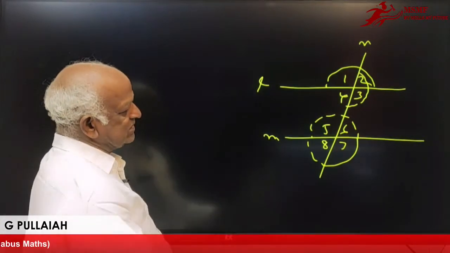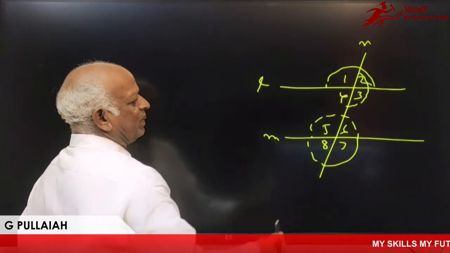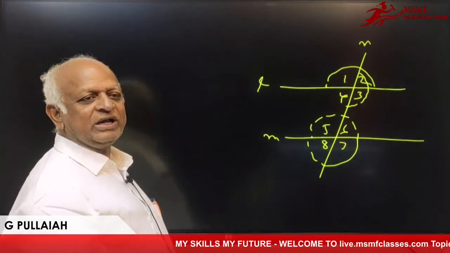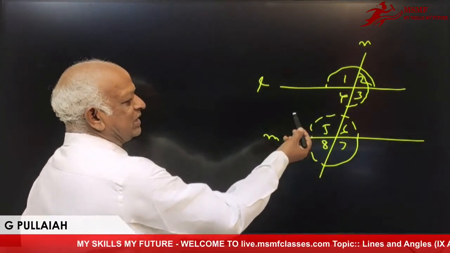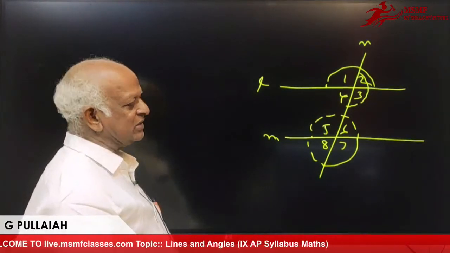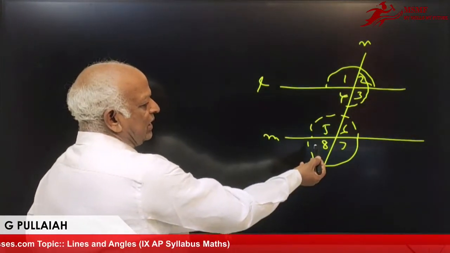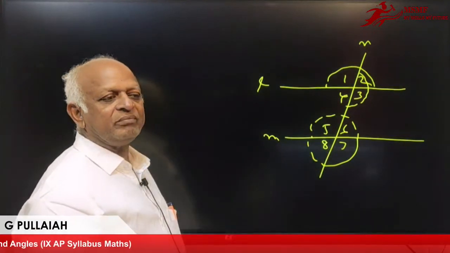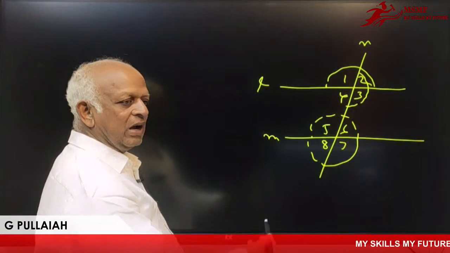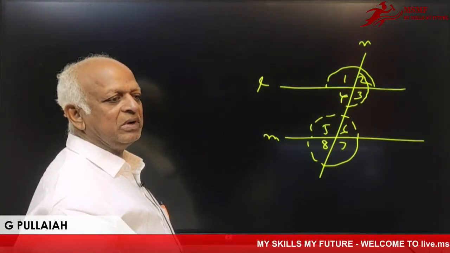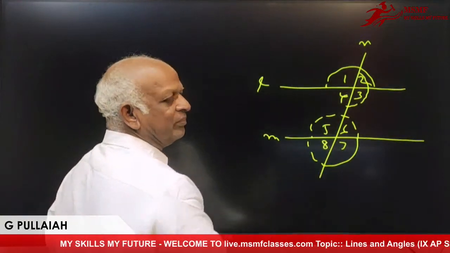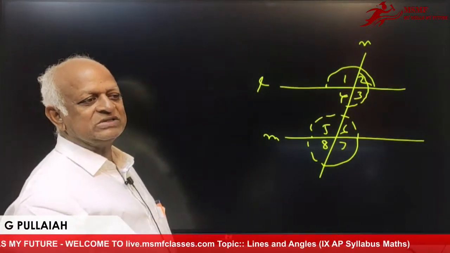In this case, 6 plus 7 is equal to 180. 8 plus 7 is equal to 180. 5 plus 8 is equal to 180. Thereby, we are coming to the conclusion that 7 and 8 are supplementary. They are also a linear pair. And here 5 and 7 are the vertically opposite angles.